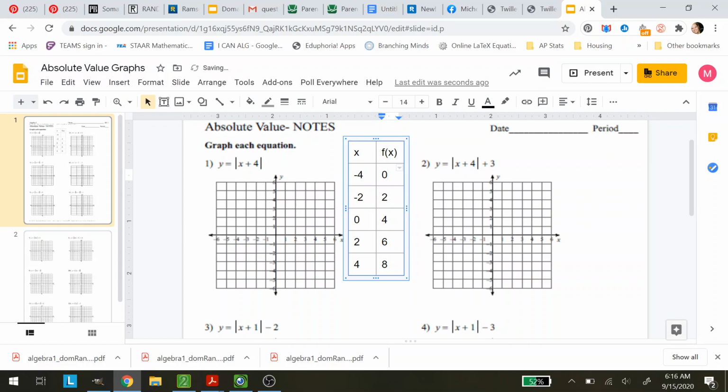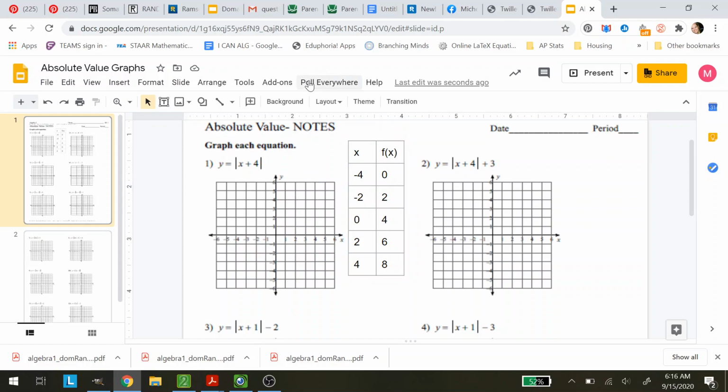But we get a problem. I'll show you the problem, and I'll show you how to fix it. So at -4, we're at 0. Then at -2, we're at 2. Then at 0, we're at 4. Then at 2, we're at 6. And we're out of space on our graph, so I'm going to just leave it like that.